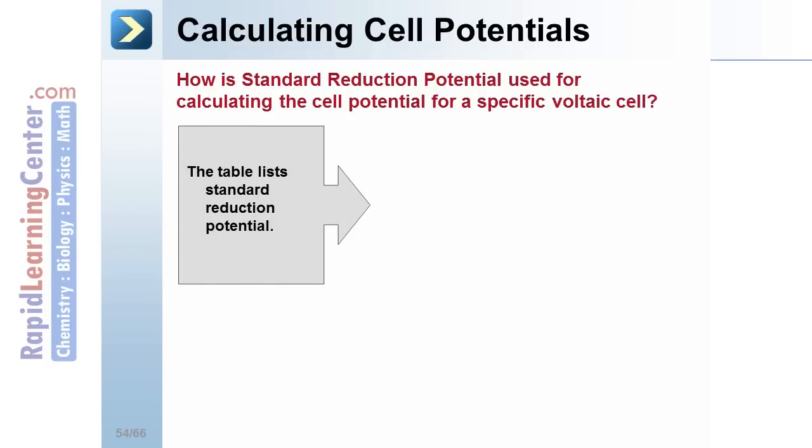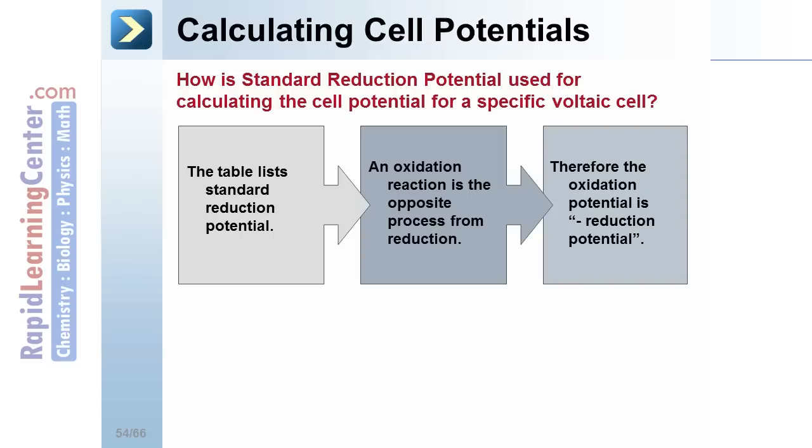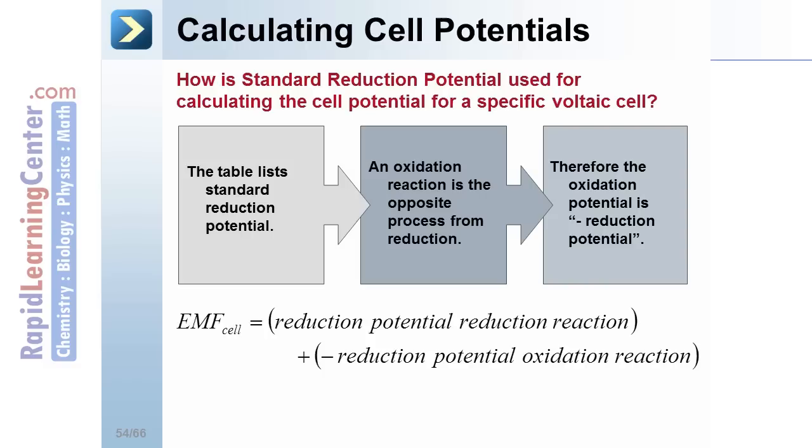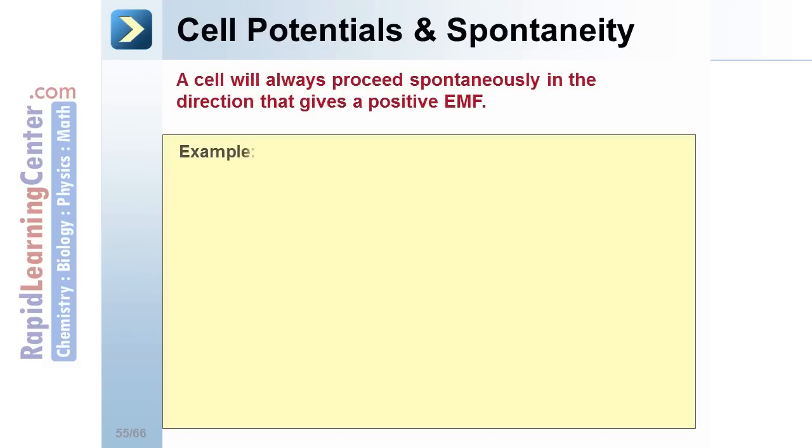The table lists standard reduction potentials. An oxidation reaction is the opposite from this reduction. Therefore, the oxidation potential is the negative of the reduction potential. The EMF for the cell is calculated by adding the reduction potential of the reduction half reaction to the opposite of the reduction potential for the oxidation reaction. You can also think of this as cathode minus anode. A cell will always proceed spontaneously in the direction with a positive EMF.